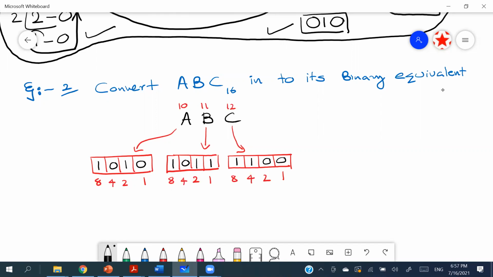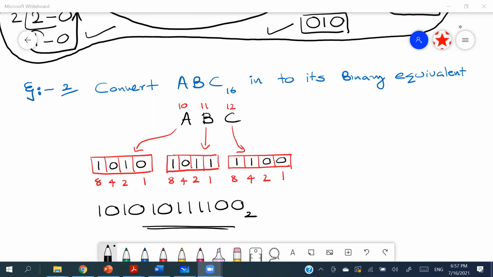So now how are we going to write the equivalent binary value? You are writing from left to right: 1 0 1 0, 1 0 1 1, 1 1 0 0. This is going to be your binary equivalent, right? Yes, Gavidu, that's going to be the answer. All right, people, please copy it down if you have not copied it down already. Then we can move to the questions.